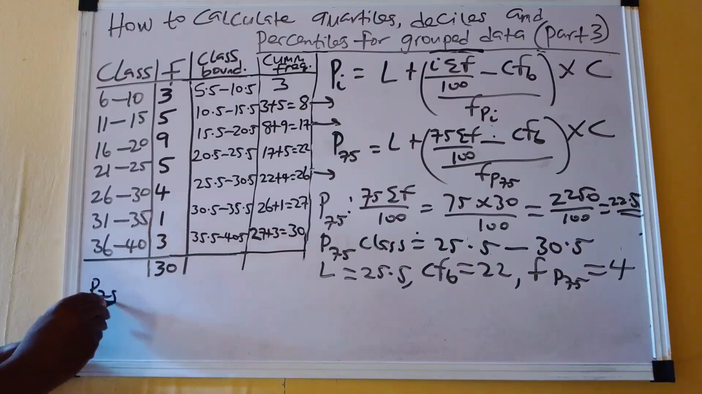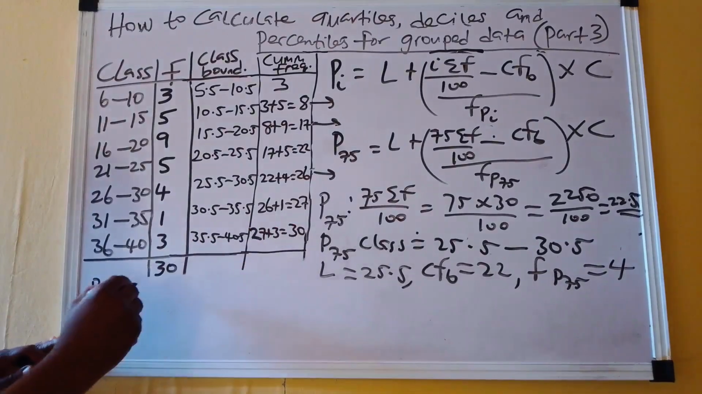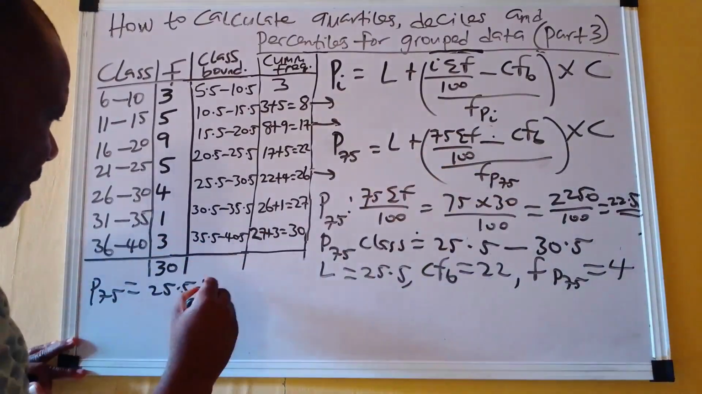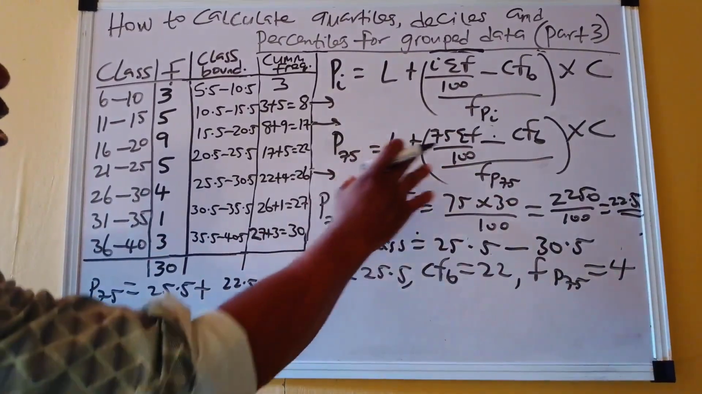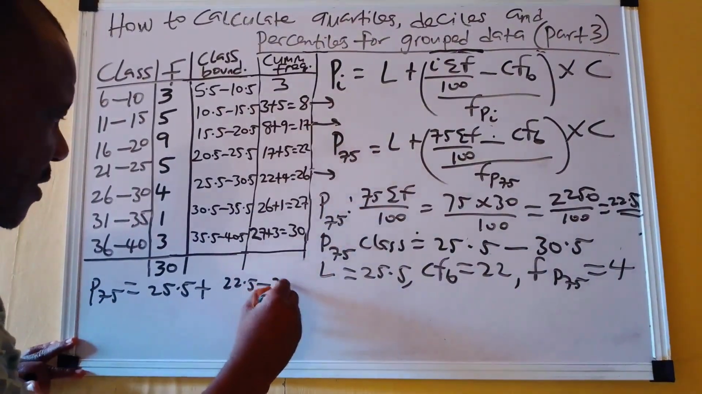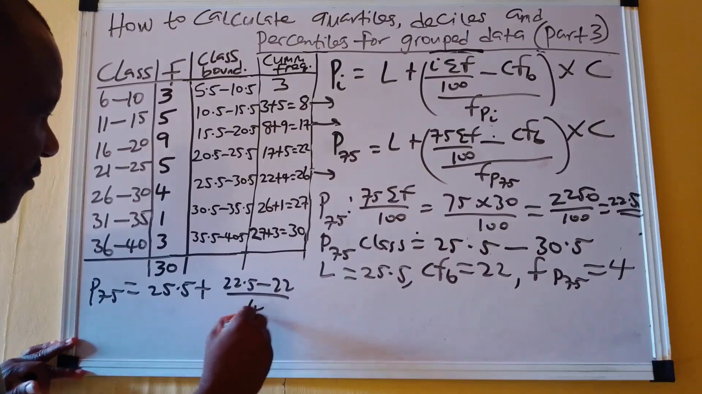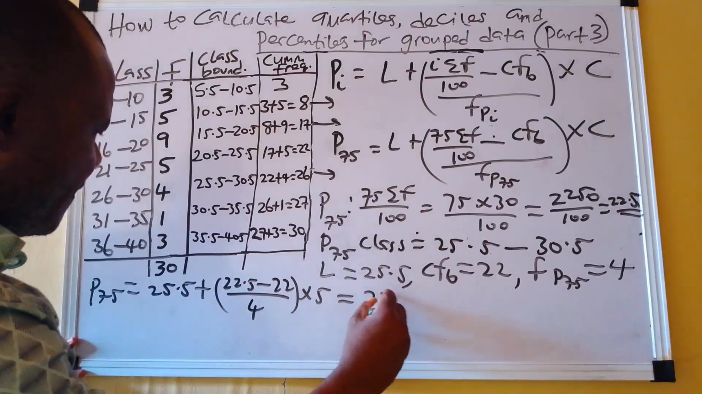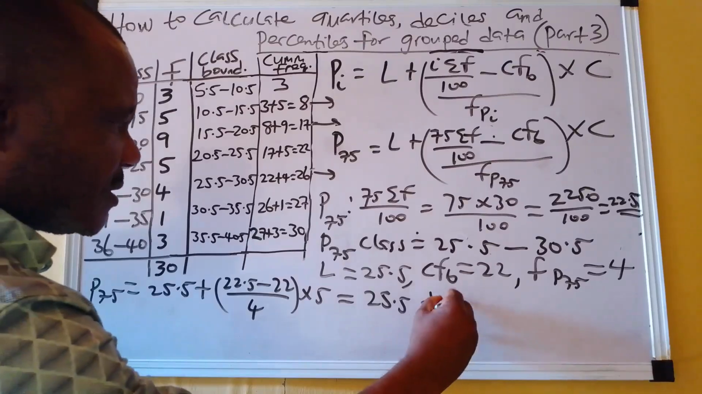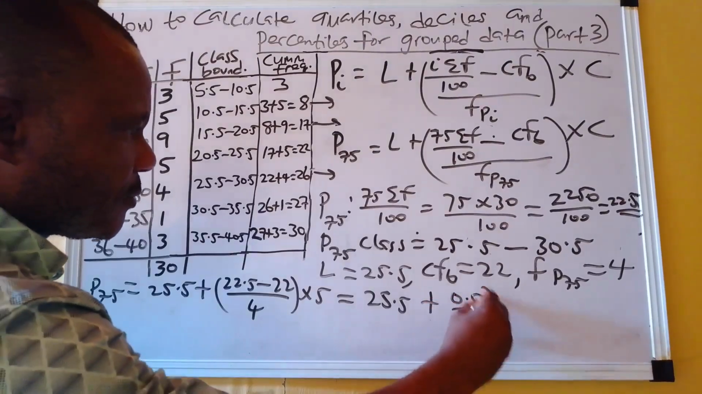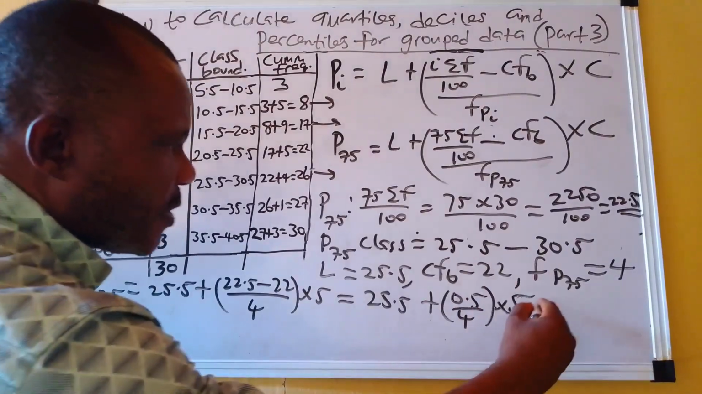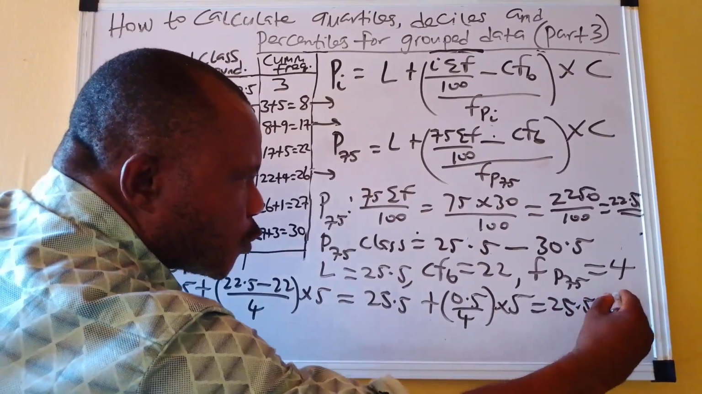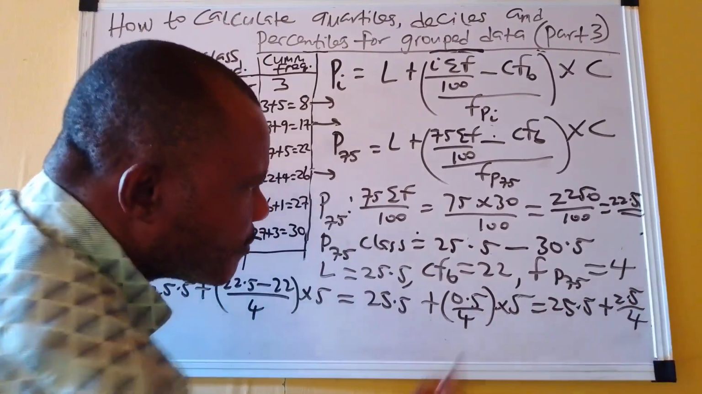So P75 is equal to L. L is 25.5 plus 75 summation F over 100, which is 22.5, minus the cumulative frequency before that, which is 22, all over the frequency of that, which is 4. Then you see times 5. So this is equal to 25.5 plus 0.5 over 4 times 5. So it's equal to 25.5 plus 2.5 over 4.